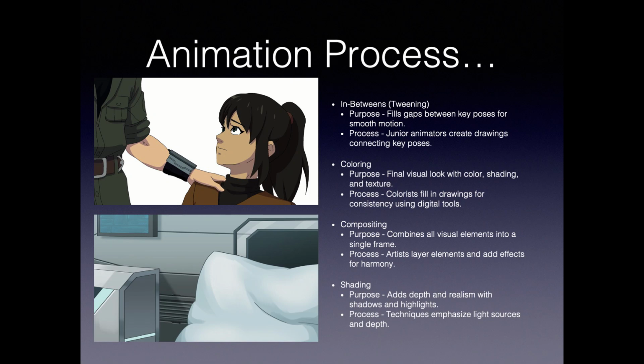Shading adds depth and dimension to the animation by applying shadows and highlights, making the characters and backgrounds look more realistic. The process involves artists applying techniques to emphasize the light source and the depth of the scene, enhancing the overall visual impact. Once this is complete, we are ready for the final check and render of a shot.